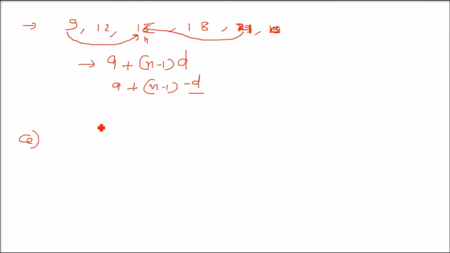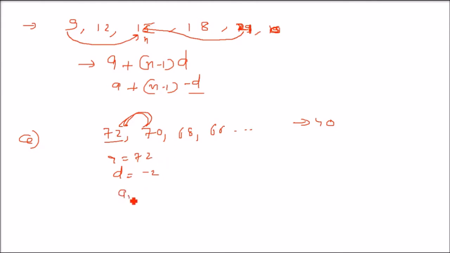Now, the question is, which term is 40 in this sequence? How to find this? Which term of this sequence, 72, 70, 68, is 40? What is A here? It is the first term, 72. What is the common difference? 70 minus 72, 68 minus 70. See, it is negative. It is always the later term minus the earlier, 70 minus 72. It will never be 72 minus 70. It is minus 2.